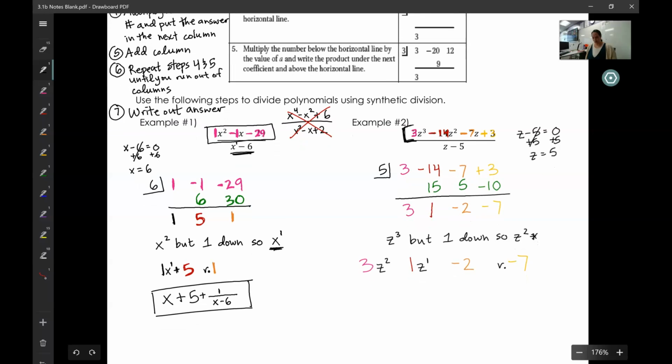remainder. So if I want to actually write this out, it would be 3z squared plus 1z to the first minus 2 plus, and then I do my remainder in the numerator, what I'm dividing by, z minus 5 in the denominator. And there we go.